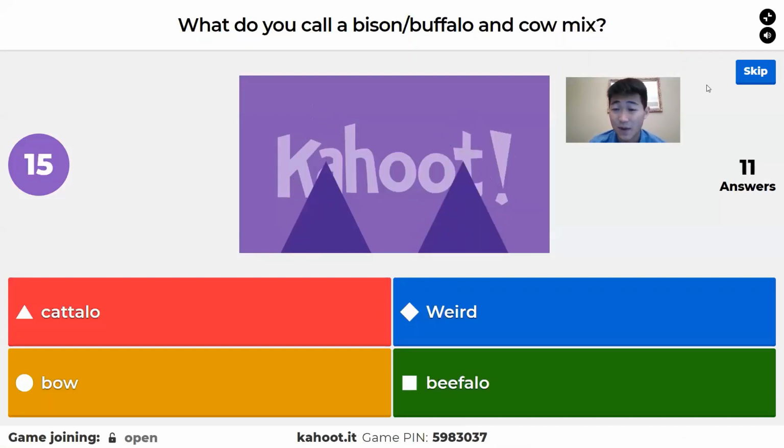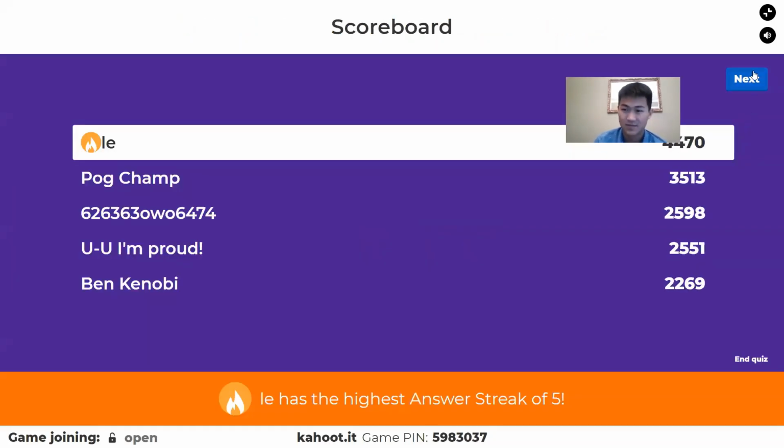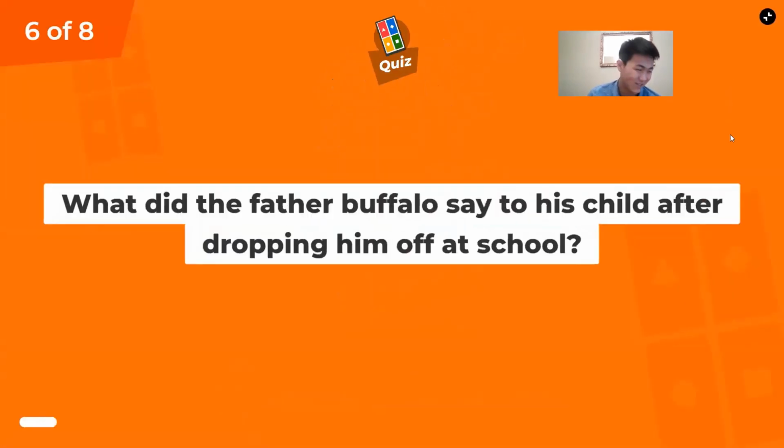So what do you call a bison, buffalo, cow mix? So if you have a cow and a buffalo, what would that be called? So, there's actually two common names. It's either a catalo, because cows are called like cattle, right? Or a beefalo. Okay, Lay. This is a little suspicious, but okay, good job.